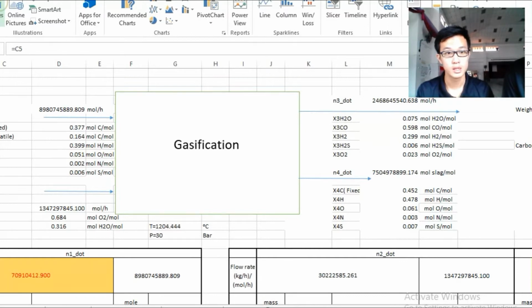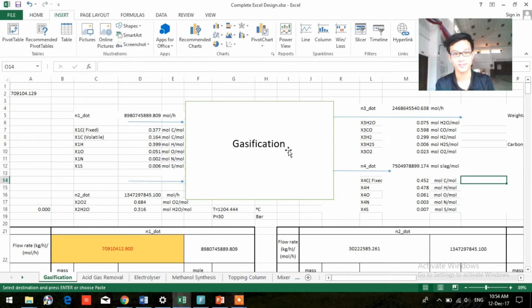So this is the gasification process we have, and we will start off with our gasification block. As you can see, in the gasification we have the ultimate analysis of coal, and you can see the difference between the mole fractions of the volatile carbons and the fixed carbons. The fixed carbon has greater mole fractions than the volatile carbons.